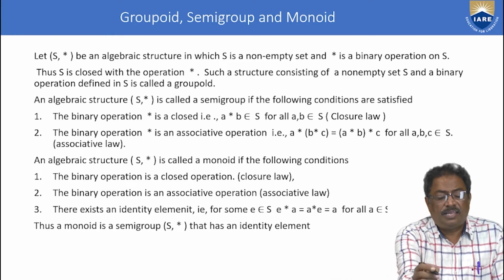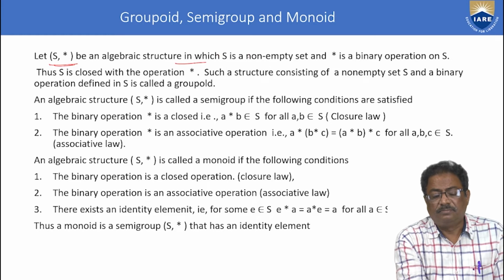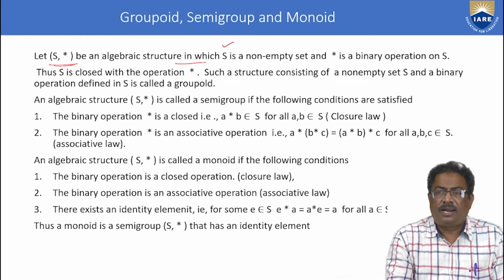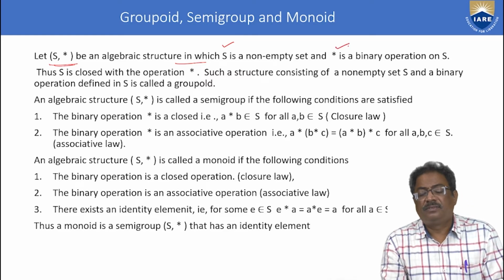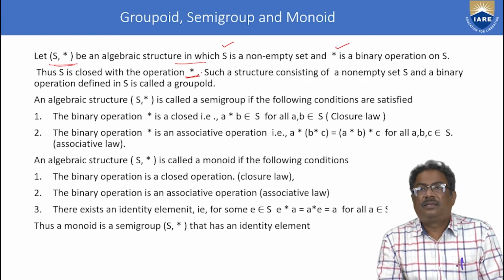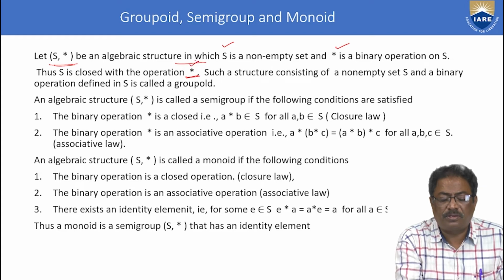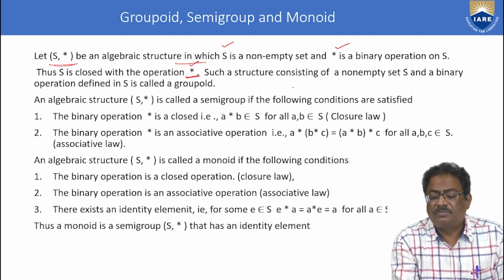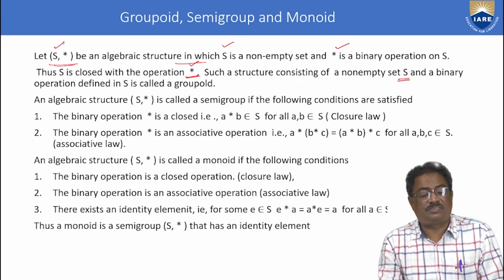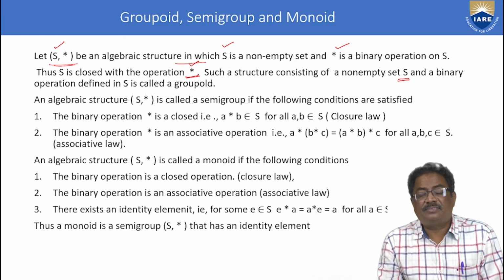Let S star be an algebraic structure in which S is a non-empty set and star is a binary operation, and S is closed under the binary operation. Such a structure, consisting of a non-empty set and a binary operation defined on S, under which S is closed, is called a groupoid.